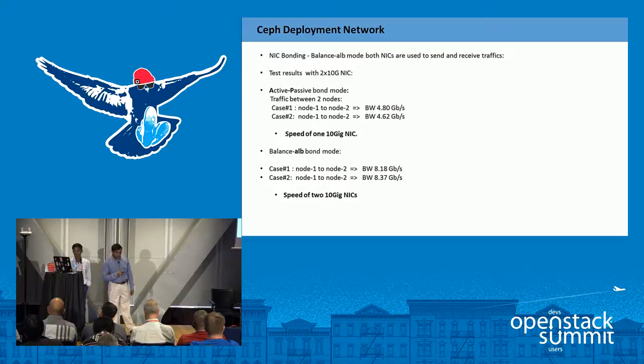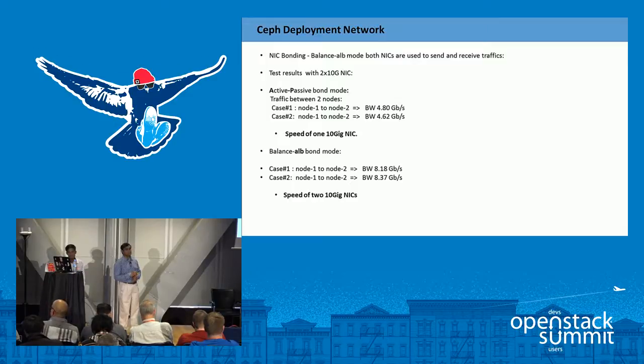In our environment, we have done NIC bonding. We have two 10 gig NICs and we did the NIC bonding with the balanced ALB mode. Before NIC bonding, we got an average speed of around 5 Gbps. After doing the NIC bonding, we got almost 8.x or 9 Gbps. So I recommend using NIC bonding wherever possible to achieve good performance.